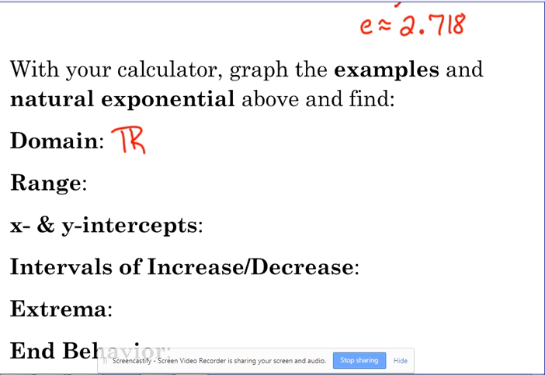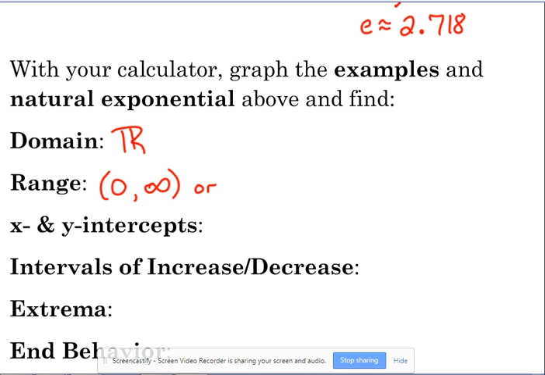Okay, how about the range? What was the range for all of them? They should have all been the same. From 0 to positive infinity. Now notice, I put a parenthesis with the 0 because these never actually equal 0. They get super, super close to it. And if you just look at the graph, it kind of looks like it does cross 0 or touch 0 because your graph disappears. But if you keep on zooming in, you'll see that it never actually touches the x-axis.